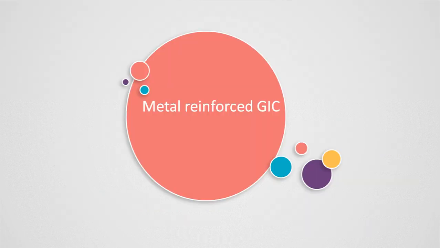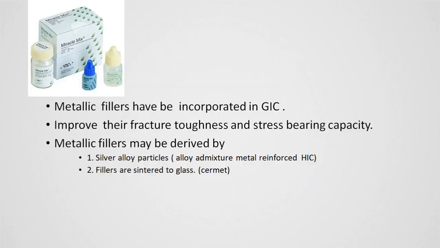Modifications of glass ionomer cements. The metal reinforced glass ionomer cement, in which the matrix is reinforced by metals. It is generally done in two ways. One is mixing the alloy particles and glass component of the GIC, and the other is sintering of the molten metal onto the surface of the glass particles. The first produces miracle mix, and the second type is known as cermet.